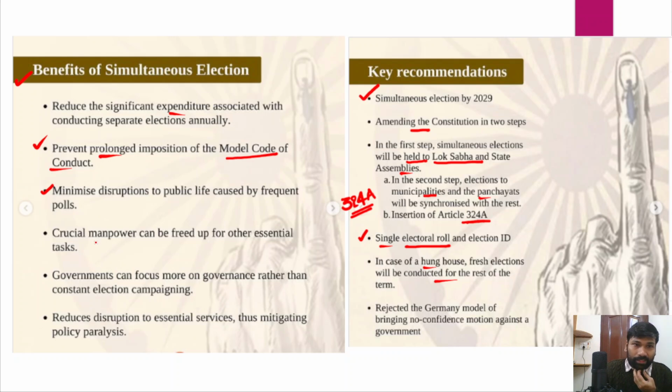And apart from that, crucial manpower can be freed up for other essential tasks. Whenever elections are conducted at multiple intervals, generally what happens is that you need security forces to ensure elections are conducted smoothly and in a free and fair manner.